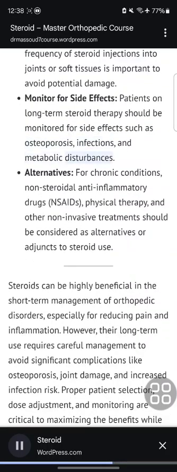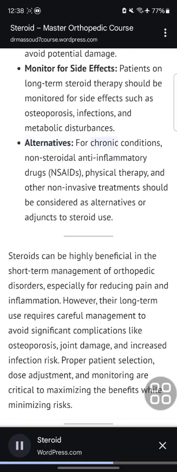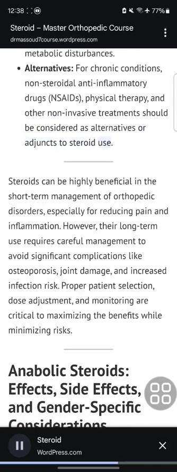Alternatives. For chronic conditions, non-steroidal anti-inflammatory drugs, NSAIDs, physical therapy, and other non-invasive treatments should be considered as alternatives or adjuncts to steroid use.